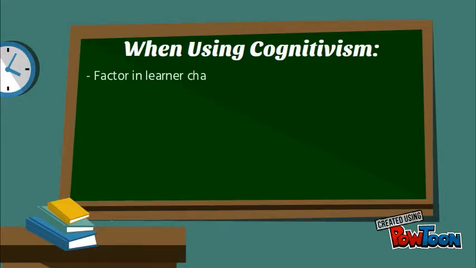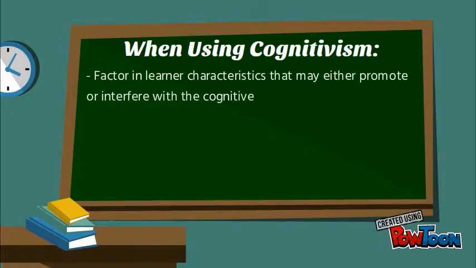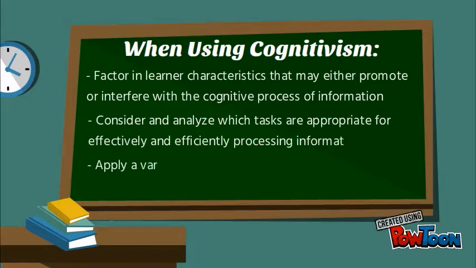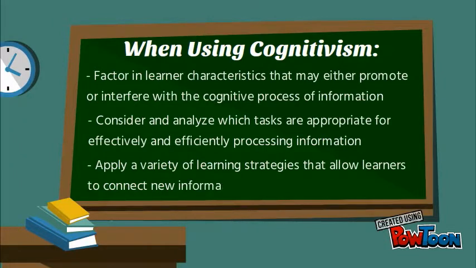When using cognitivism, make sure you factor in the learner characteristics that may affect the processing of information. Consider and analyze the tasks that are appropriate for effectively and efficiently processing information. And then apply a variety of learning strategies that allow learners to connect new information to prior knowledge.